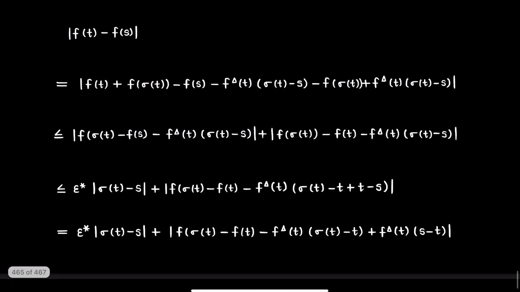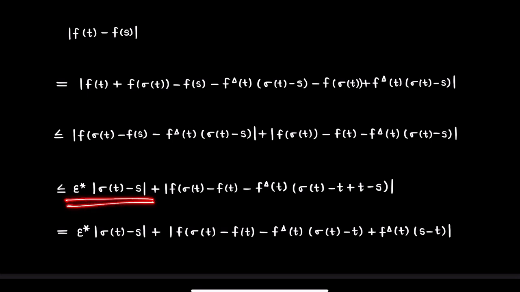Now moving further, we have modulus of f of t minus f of s. So here we will add f of sigma t and subtract f of sigma t, and also we will add and subtract the term f delta t multiplied by sigma t minus s. So we get this whole term. Again this will be less than or equal to modulus of f of sigma t minus f of s minus f delta t multiplied by sigma t minus s plus modulus of f of sigma t minus f of t minus f delta t multiplied by sigma t minus t. So we get this term.